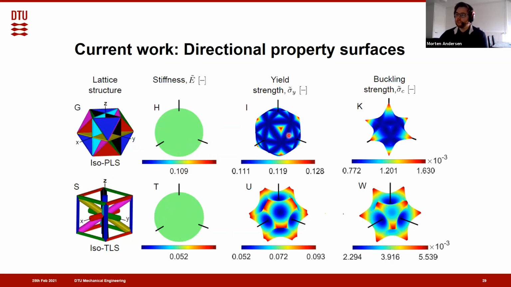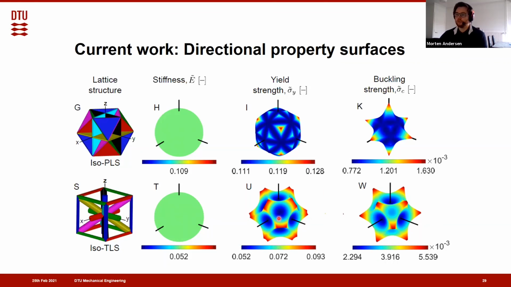But then if we go to the yield strength, we see here that this one is close to being isotropic, meaning that it has pretty much the same yield strength in all directions. But the yield strength of the truss lattice is way more anisotropic. But if we account for the buckling strength surface also, we can see that here it is way more anisotropic compared to its yield strength surface.